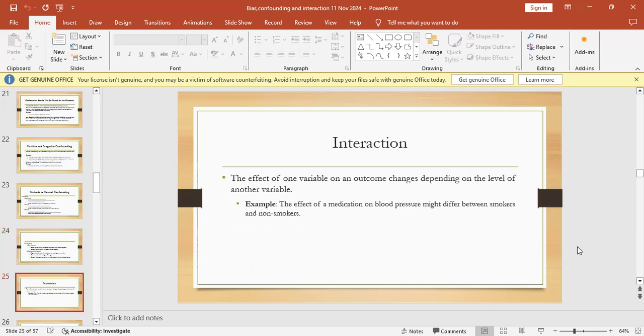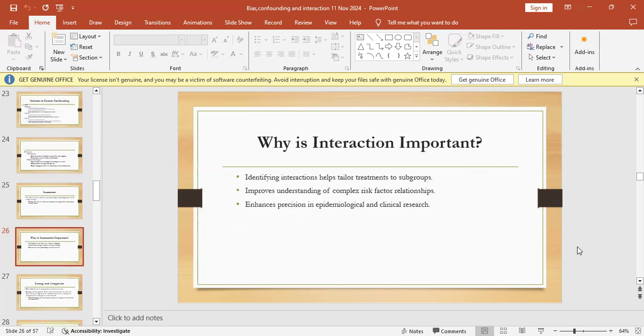Now coming towards the last and third part of the presentation, that is interaction, also called effect modifier. The effect of one variable on an outcome changes depending on the level of another variable. For example, the effect of a medication on blood pressure might differ between smokers and non-smokers. Why is interaction important? Identifying interactions helps tailor treatments to subgroups, improves understanding of complex risk factor relationships, and enhances precision in epidemiological and clinical research.